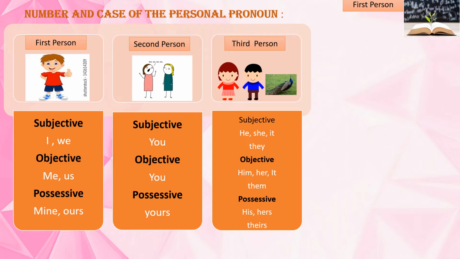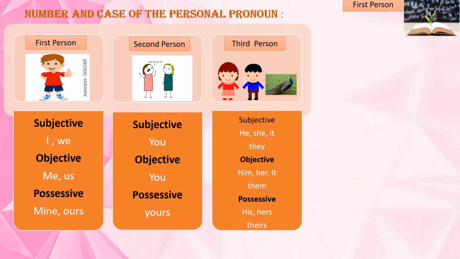Moving on to the third person. You can see, children, I have put a boy and a girl and a picture of a peacock. That means the name of a person, and the animal also is included. It is used for an animal or thing. When it is the subjective case, that is the nominative case, we use he, she, it, and they. When it is objective, that means when the object comes in the sentence, in the place of he we put him, in the place of she we put her, it remains it, and they becomes them. Possessives, his, hers, and theirs.